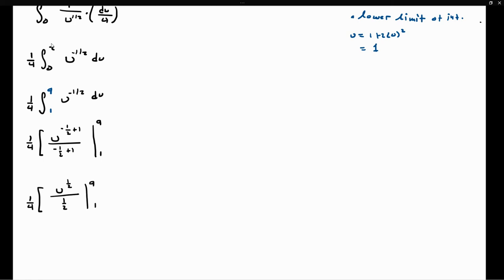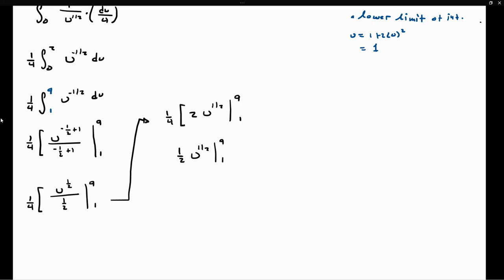And notice that I want to simplify this as much as possible before I perform the substitution. Remember, if we are dividing by 1 half, that's the same as multiplying by the reciprocal, where the reciprocal is just 2. So we're going to get 2 u to the 1 half, from 1 to 9. And if we simplify that, 1/4 times 2 is going to be 1 half, u to the 1 half, from 1 to 9. And let's stop right here.